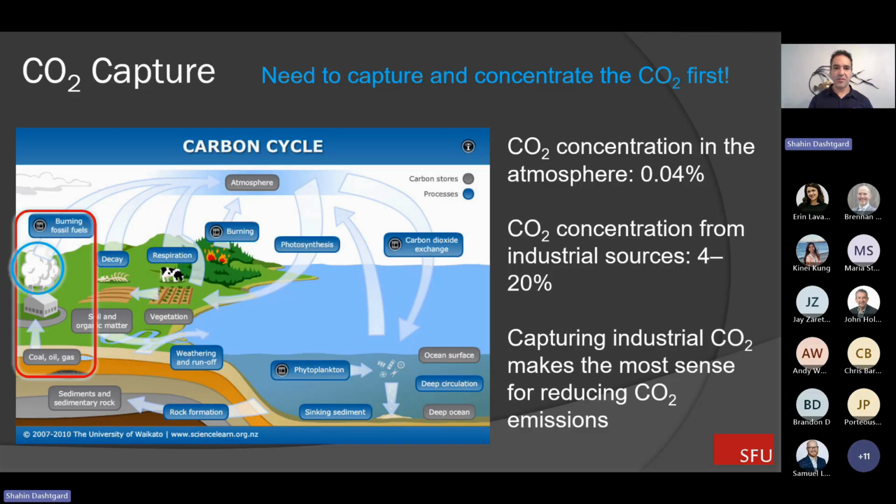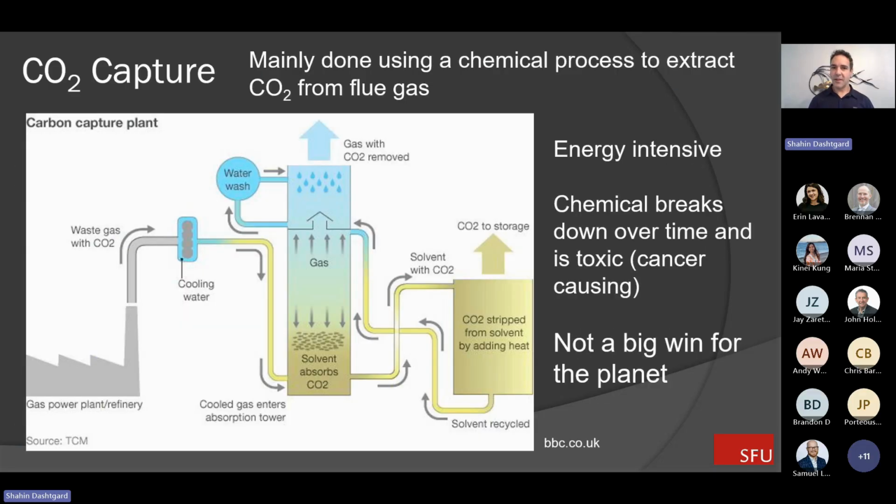Now, the way it's done in today's world is using a chemical process, an amine process. And so they basically put the smoke from the stack through a chemical process. They strip out the CO2, and then they extract the CO2 from the amine. Well, over time, that chemical breaks down, and then they have to dispose of it. And unfortunately, it's a cancer-causing chemical. So it's not the best process or most environmentally friendly process that's out there, but there is a lot of work being done to try to improve on that process.